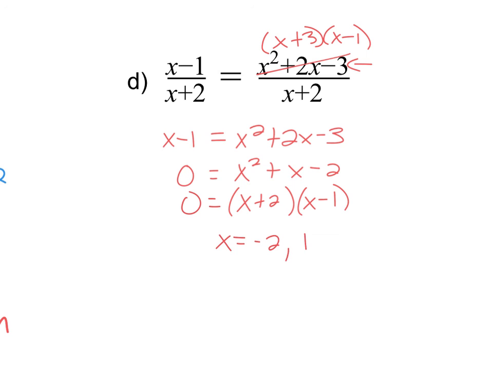But which one is the solution? Well, our restriction up here is -2. So this is a restriction. All right, I have to spell this again. I think I did it right that time. That's a restriction. So then in this case, that doesn't work. So our only solution is 1, because we don't want to make that denominator undefined.